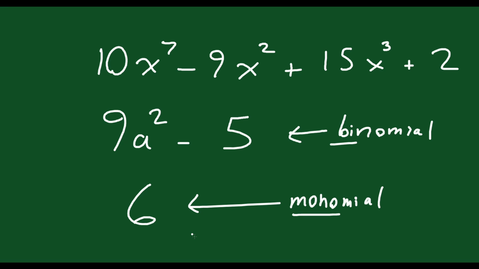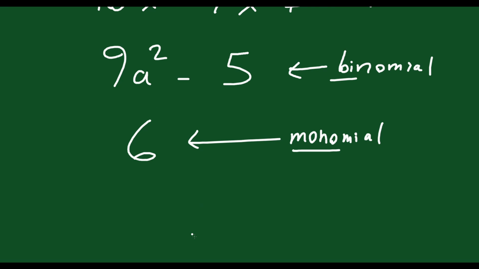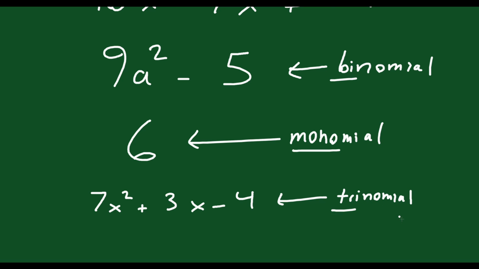And so you can probably guess what I'm going to show you next. You could have something like 7x squared plus 3x minus 4. That's also a polynomial, and because there's three terms, 1, 2, 3, that's what you might call a trinomial. So these are all types of polynomials.